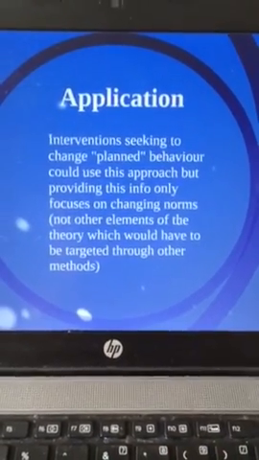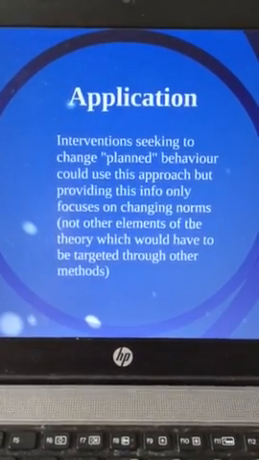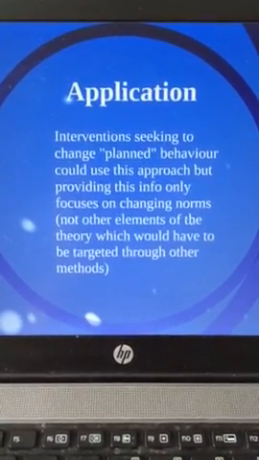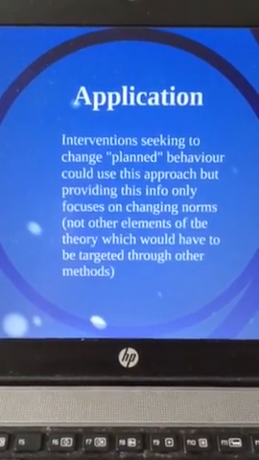My point here is that this should be used in conjunction with other methods to target other parts of the theory, because changing only subjective norms wouldn't necessarily change the behavioral intention or the behavior.